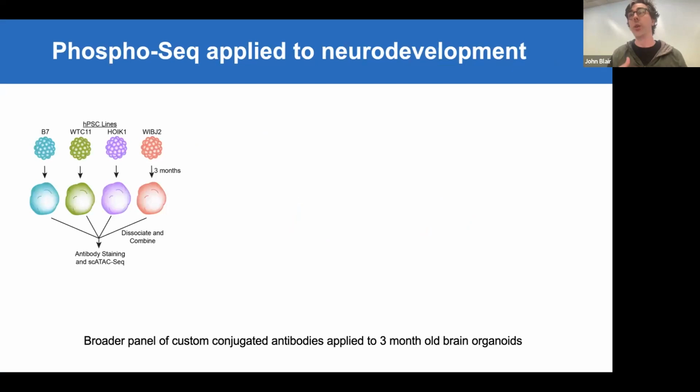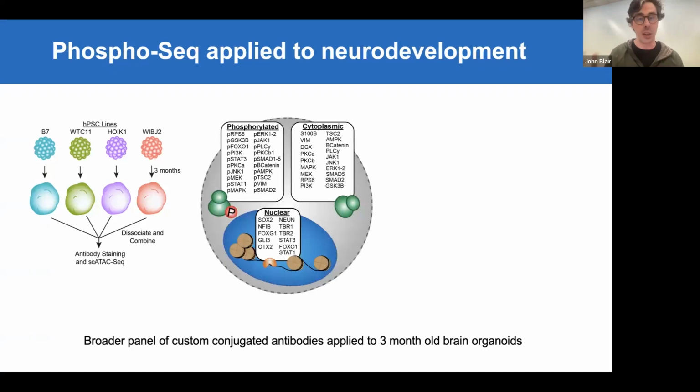So next, we wanted to apply Phospho-seq to a more heterogeneous cell population and also focus on something that was of more biological interest to myself. And in that case, it's neurodevelopment. And so for this, we collaborated with Barbara Treutlein's lab at ETH Zurich, who kindly donated 3-month-old brain organoids to us so that we could run Phospho-seq on them.